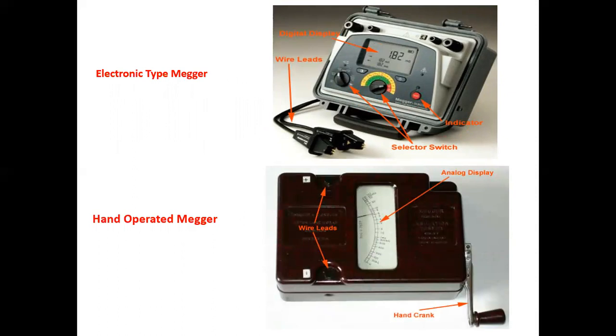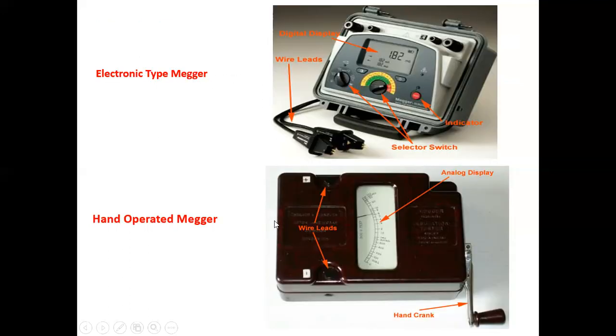These are the electronic type Megger and the hand operated Megger. In the electronic type Megger, there is a battery to generate the DC supply, and the display is a digital type of display. In the hand operated Megger, the EMF is generated by driving the handle, and the scale is an analog type of scale. These are the knobs which are used to connect the leads, and these are the two leads which are connected to any equipment.